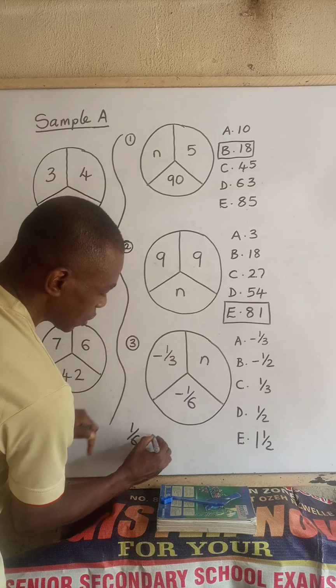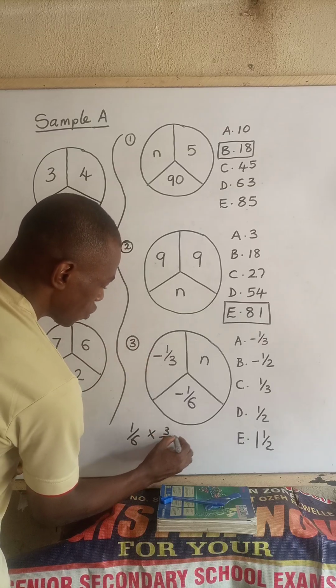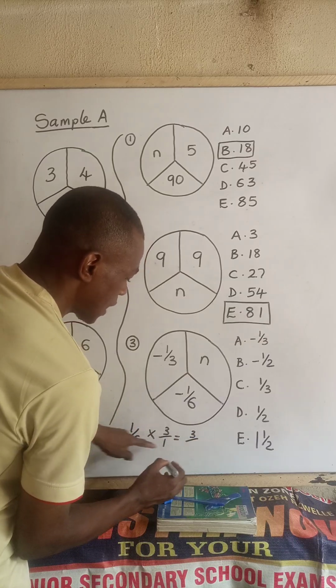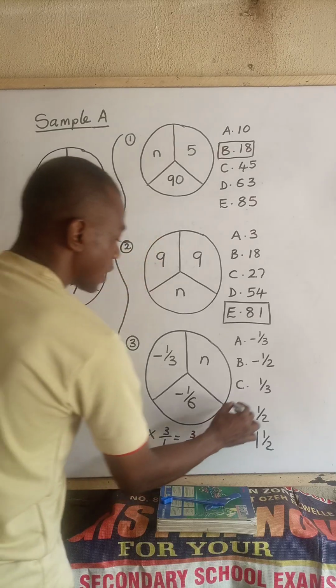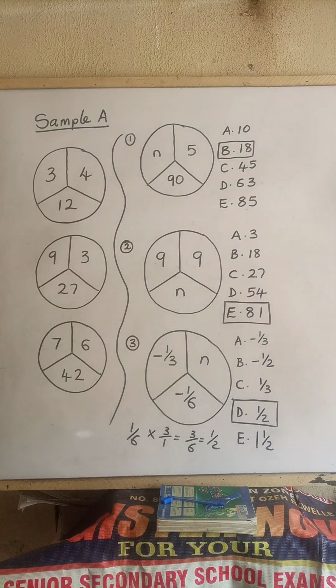So when I change the division sign to multiplication sign, this 1 over 3 will become 3 over 1. So when I multiply through 1 times 3, it will give us 3. 6 times 1, it will give us 6. When I reduce it to the lowest term, it will give us 1 over 2. So answer to this question is what? Is in option D.